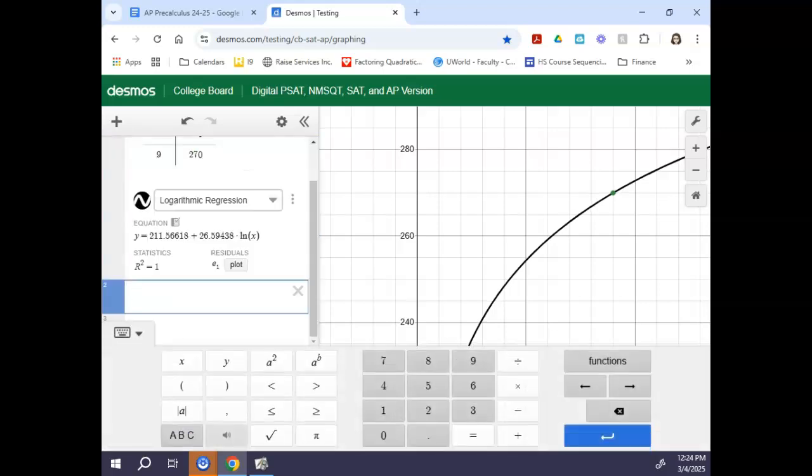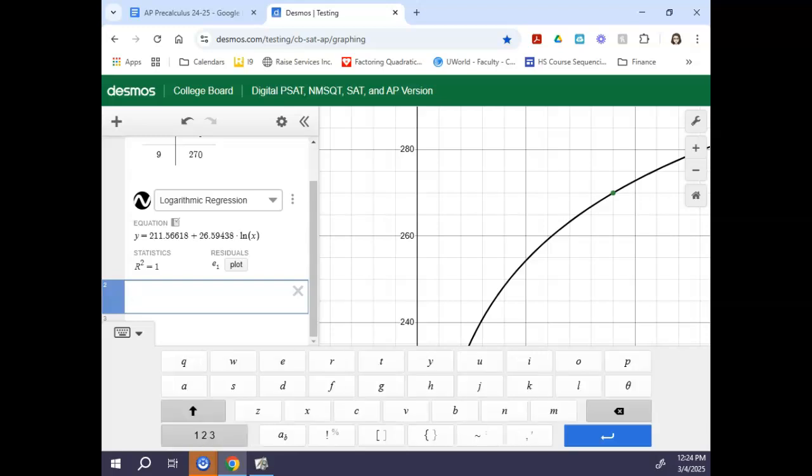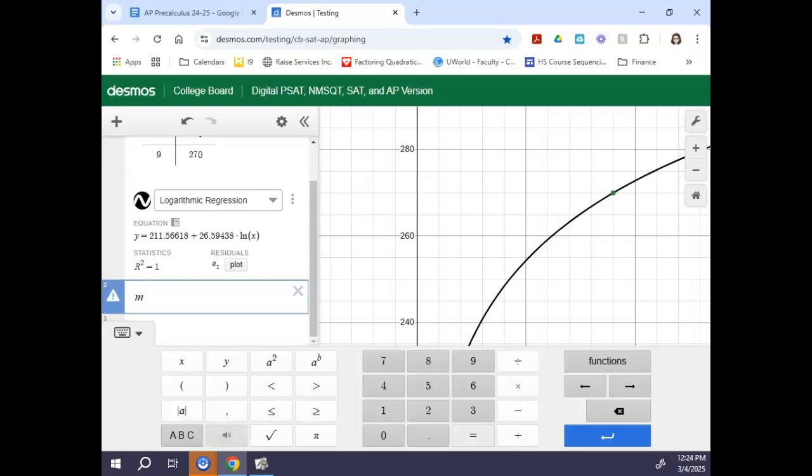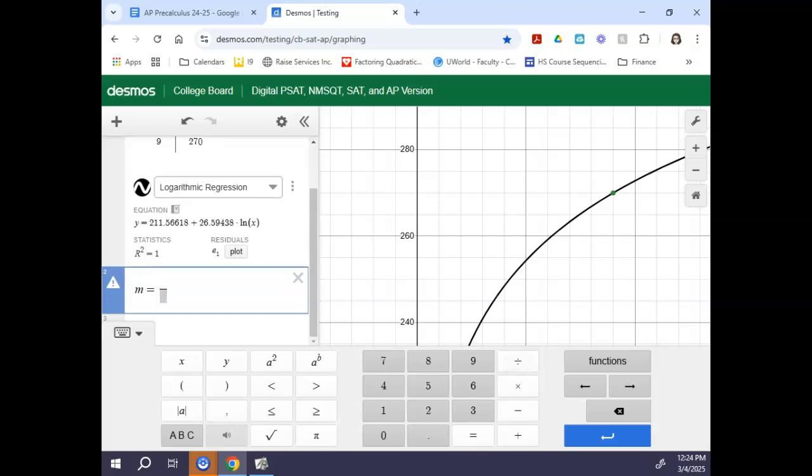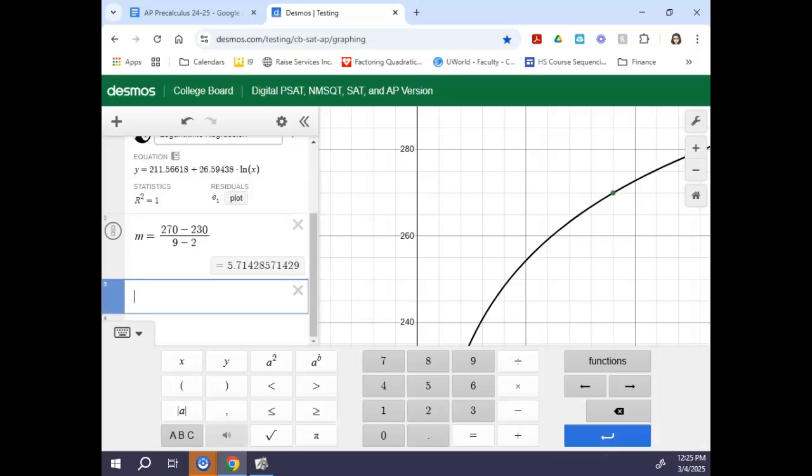Okay, there we go. Instead of just putting that in, I'm going to put m equals. I am identifying what this value is going to be. Then I can put in the fraction, 270 minus 230 over 9 minus 2. That's 7. We don't want to do that. You also have to make sure you type in the correct numbers. And then there is my slope.